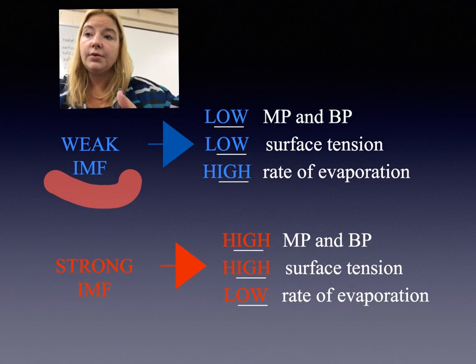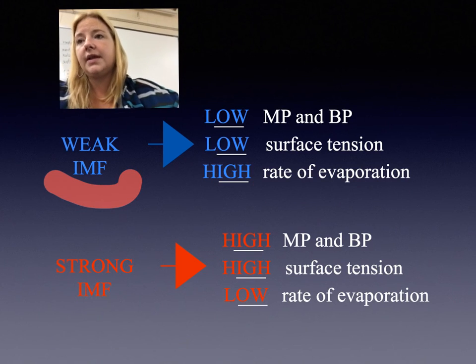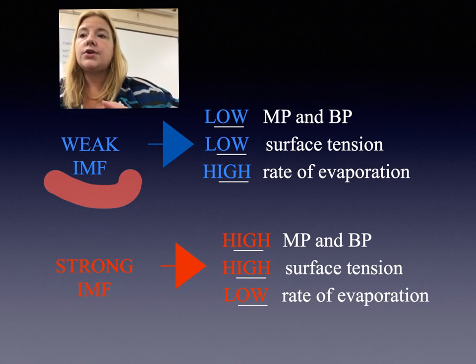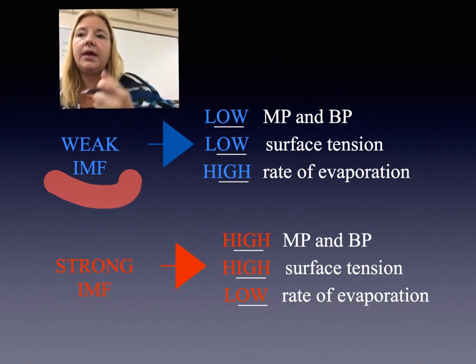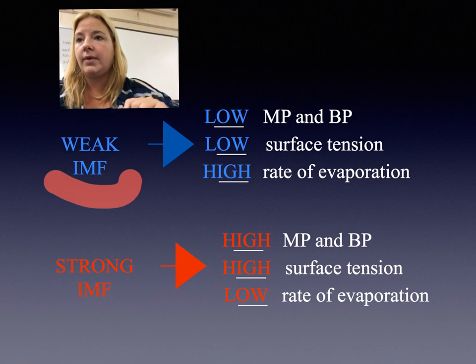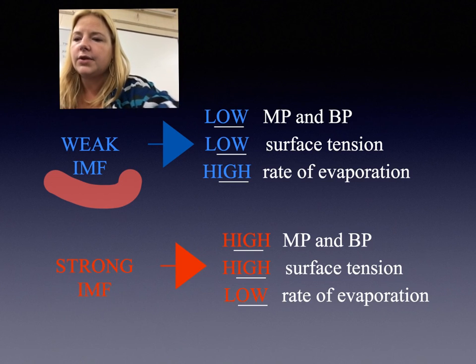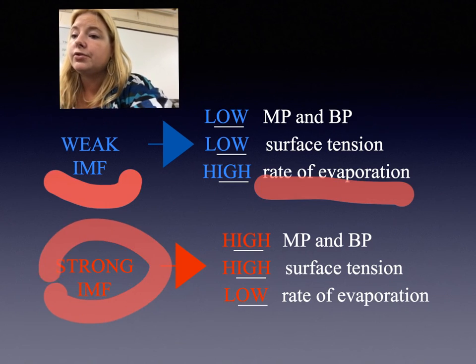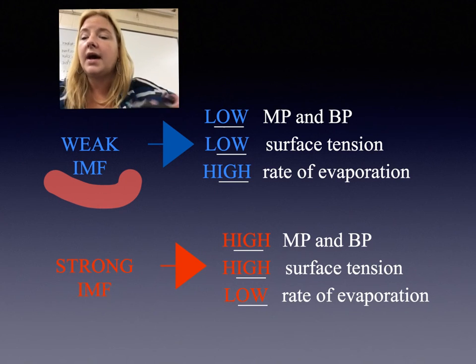And then if the intermolecular forces are weak, it's going to evaporate very quickly. Remember, evaporation is going from a liquid to a gas, so if there's not a very strong force to hold those molecules as a liquid, they're going to easily float away as a gas and separate themselves from those intermolecular forces, from those other molecules. The opposite holds true if there's strong intermolecular forces. High melting point, boiling point, high surface tension, and a low rate of evaporation.